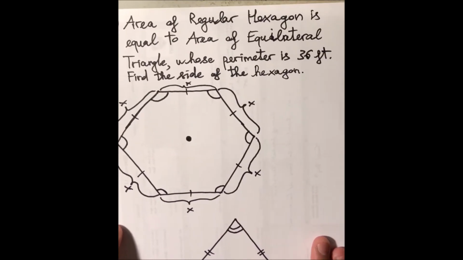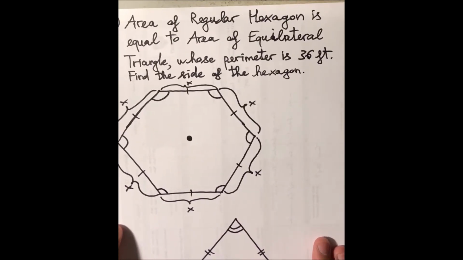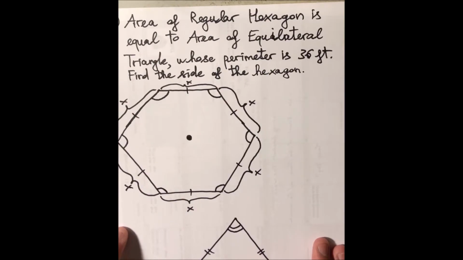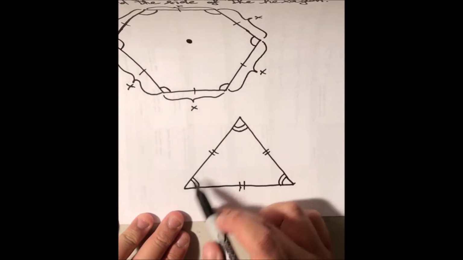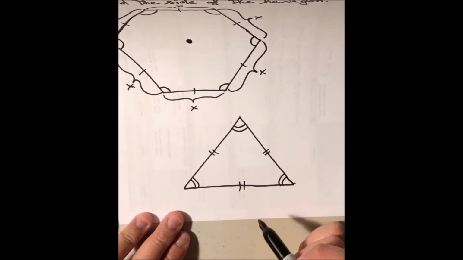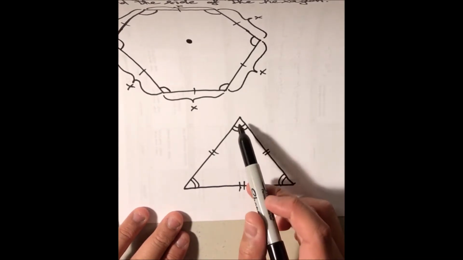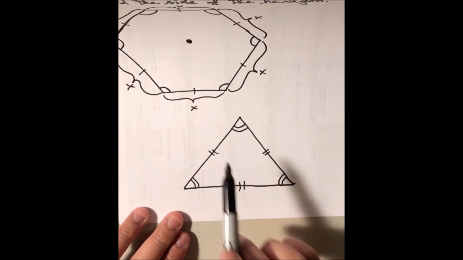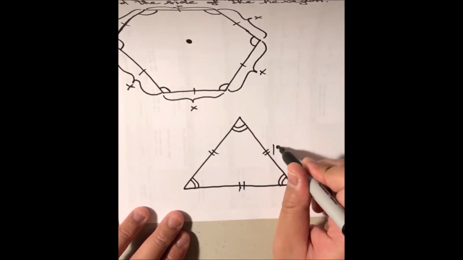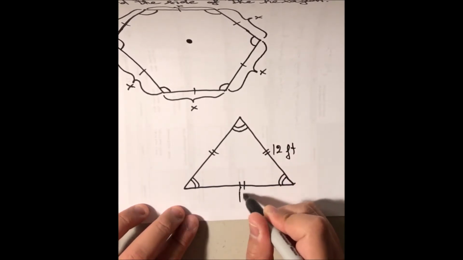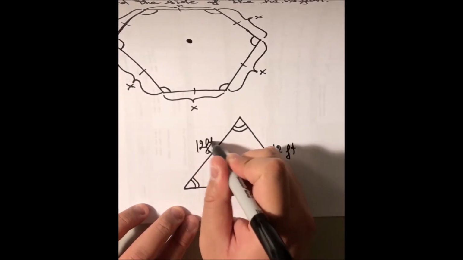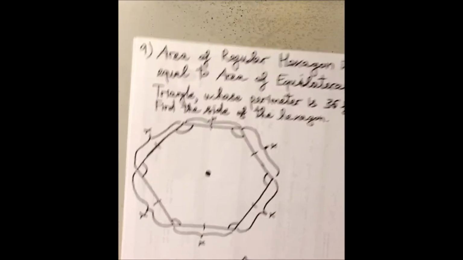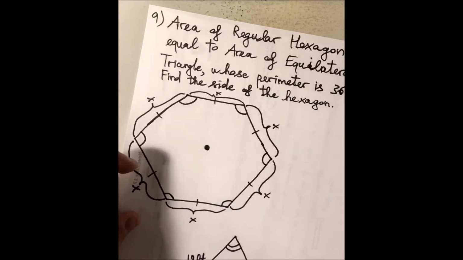Now, we are given the perimeter of the triangle, which is 36 feet. And since the triangle is equilateral, we can find the value of all three sides of this equilateral triangle by taking the perimeter and dividing by the amount of sides that we have. So 36 divided by 3 is going to give us 12 feet. So we can go ahead and set up the problem as stated right here.